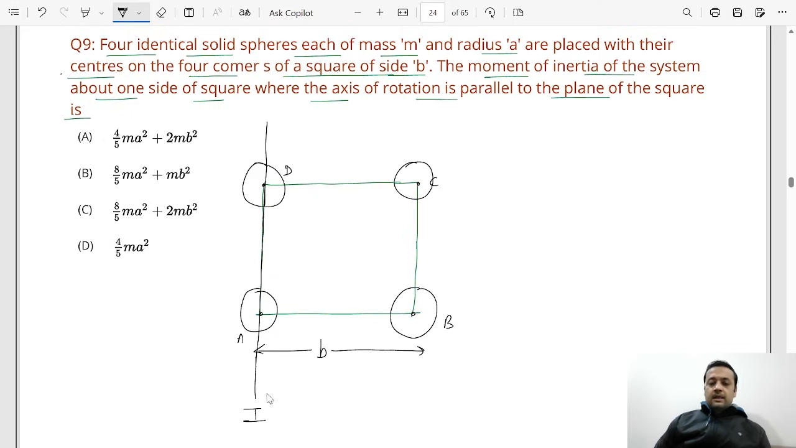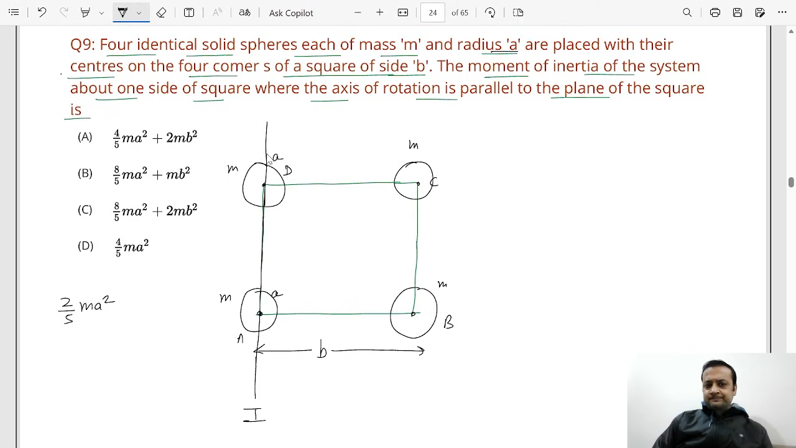Clearly, each sphere has a mass m. If you look at sphere A, this is a diametrical axis. It passes through the diameter, which is nothing but the center of mass. So if you write the moment of inertia of the sphere about this axis, it is the standard formula 2 by 5 mass into radius squared, and the radius was a. So we can say that the moment of inertia of sphere A will be 2 by 5 m a squared.